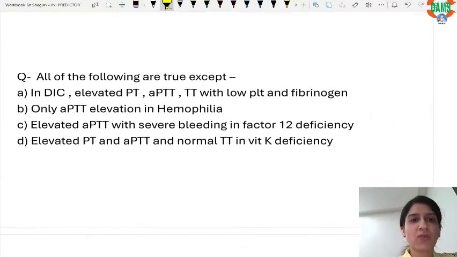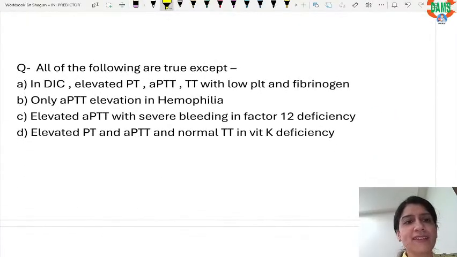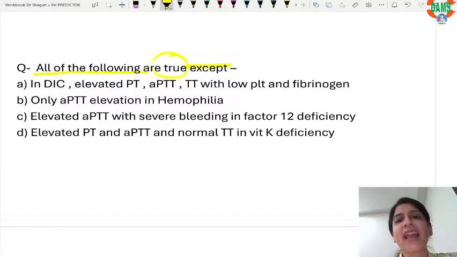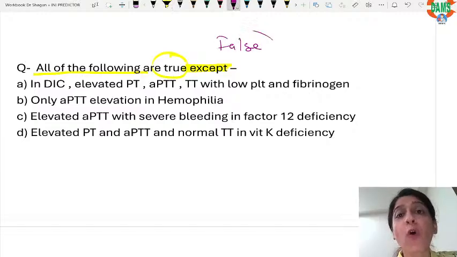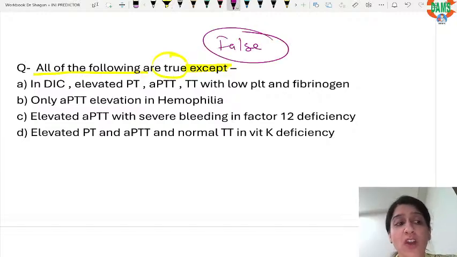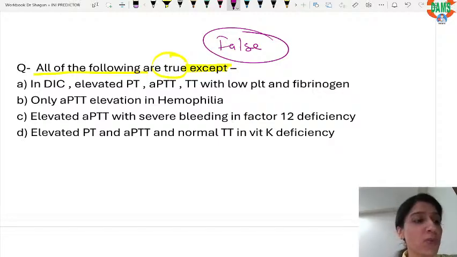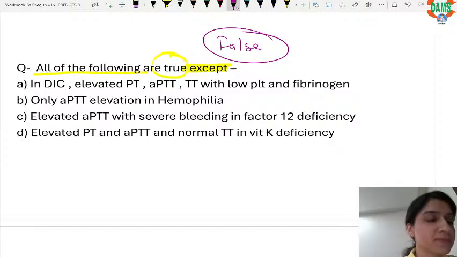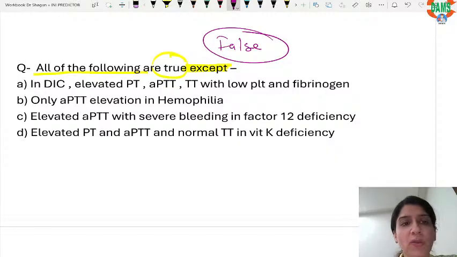Okay, now next question please. All of the following are true except, that means I am being asked false. I am being asked false. So all of the following are true except. Yes, what will it be, tell me? Okay, let's talk about them one by one.